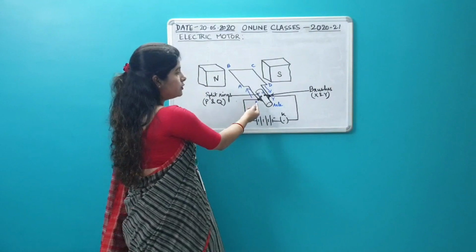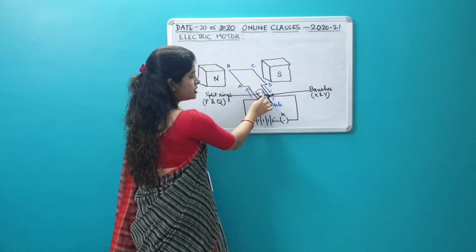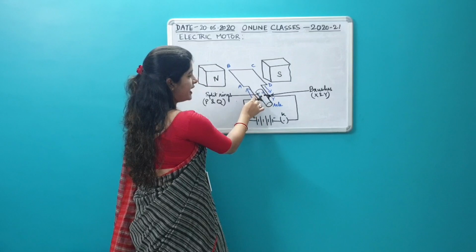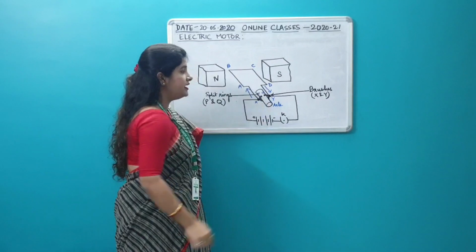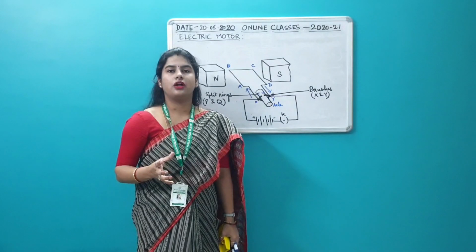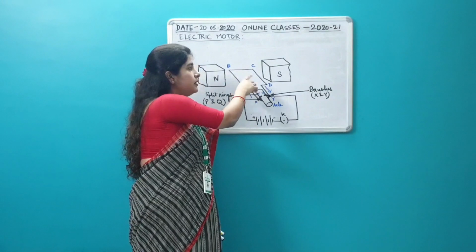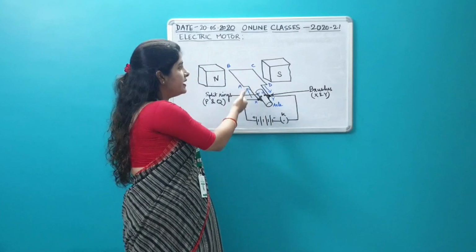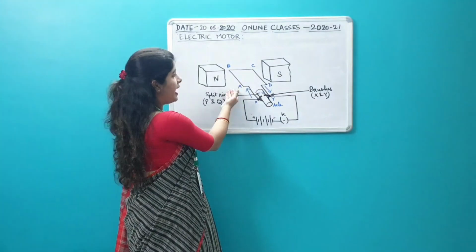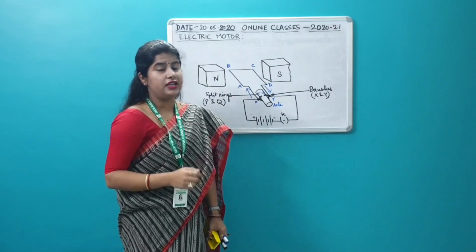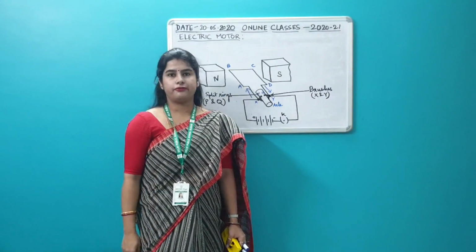Now what will happen is, brush Y will come in contact with the split ring P, and brush X will come in contact with the split ring Q. As a result, the direction of the current will be reversed. And when the direction of the current is reversed, the force exerted this time is that CD will go in the downward direction and AB will move in the upward direction. You can find out the direction of the force again from Fleming's left hand rule.